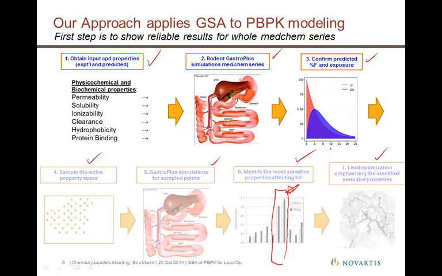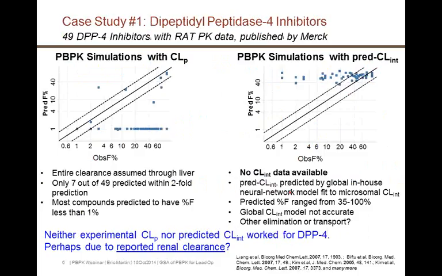So I'll start out by just talking about this first stage of validating the models for each Medchem series. And I'll have two examples. The first one is a published data set from Merck for dipeptidase 4 inhibitors. They published rat PK data for 49 DPP4 inhibitors. And so we ran the simulations using the clearance data that was available in that paper, which was plasma clearance from the rat experiment. And when we compared the observed bioavailability to the predicted bioavailability, the correspondence was not very good at all. The vast majority of compounds were underpredicted. They were predicted to have very little bioavailability.